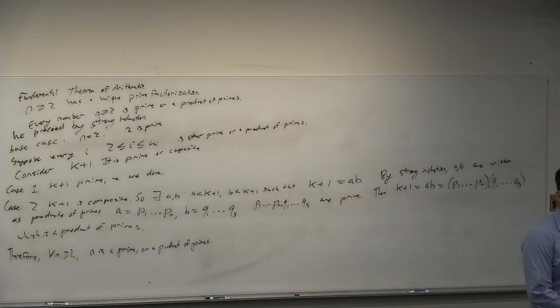Questions on that one? Notice again how the strong induction worked. If a number is composite, it's written as the product of two numbers. But by the induction hypothesis, those two numbers are themselves products of primes. So then, of course, k plus 1 must be a product of two numbers, which are products of primes. Therefore, k plus 1 is a product of primes, right? Or maybe it's even the case that a and b are themselves prime, but that's then a single prime, which is a product of primes, right?